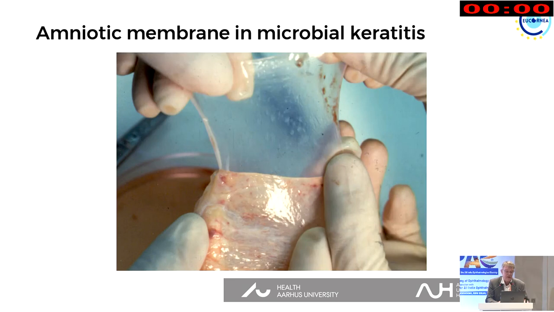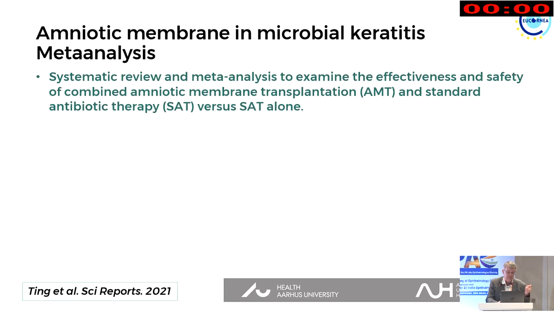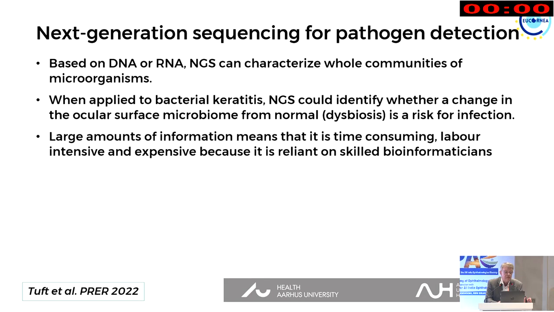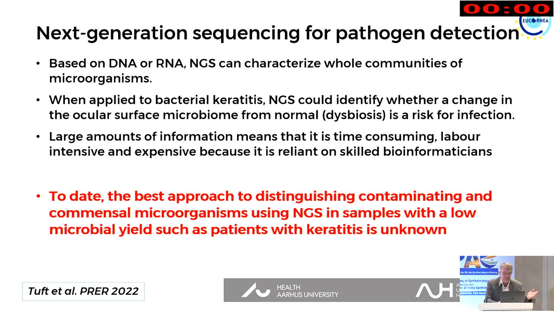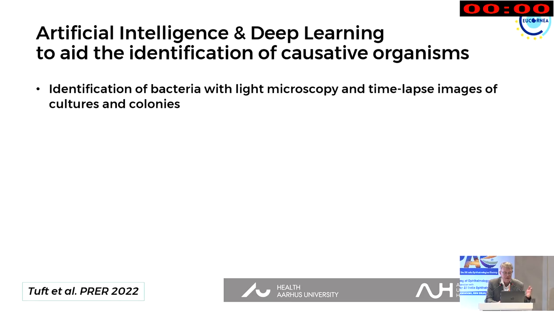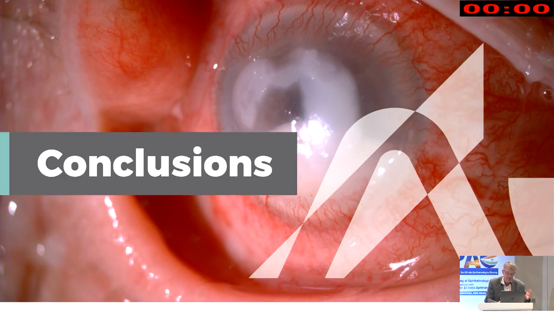Finally, amniotic membrane, a meta-analysis again from Ting, summarizing that amniotic membrane may serve as a useful adjuvant therapy improving corneal healing and visual outcome. Future, next generation sequencing, we have tried that. Today it does not work, it does not help us. Artificial intelligence and deep learning may help still, but still not routine practice.